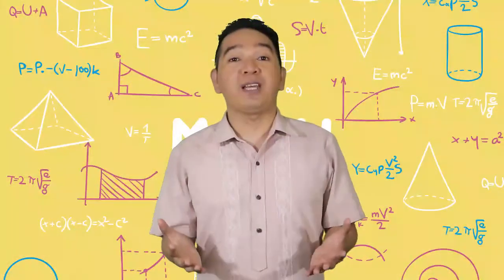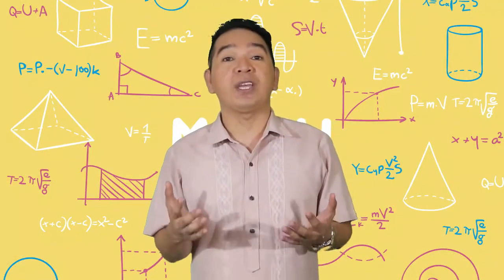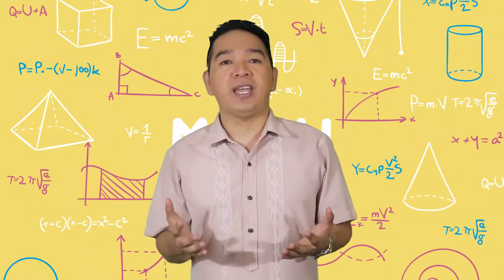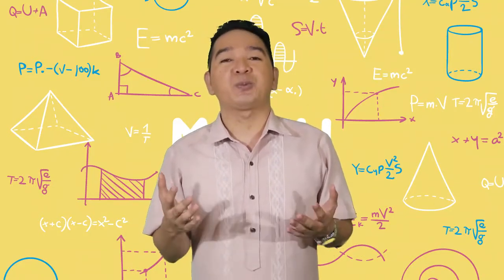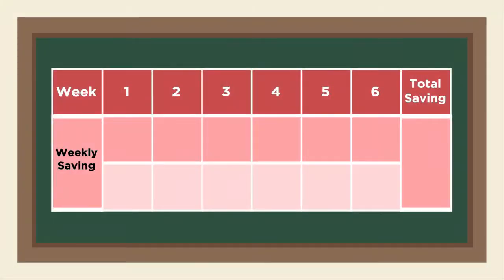To solve the problem, you must analyze accurately the given situation. To help us understand the problem easier, let's present the given in tabular form. There are 6 weeks from the first week of November up to the 2nd week of December. The initial amount saved is 5 pesos, while your target amount at the end of the 2nd week of December is 300 pesos. The amount to be saved is doubled every week.